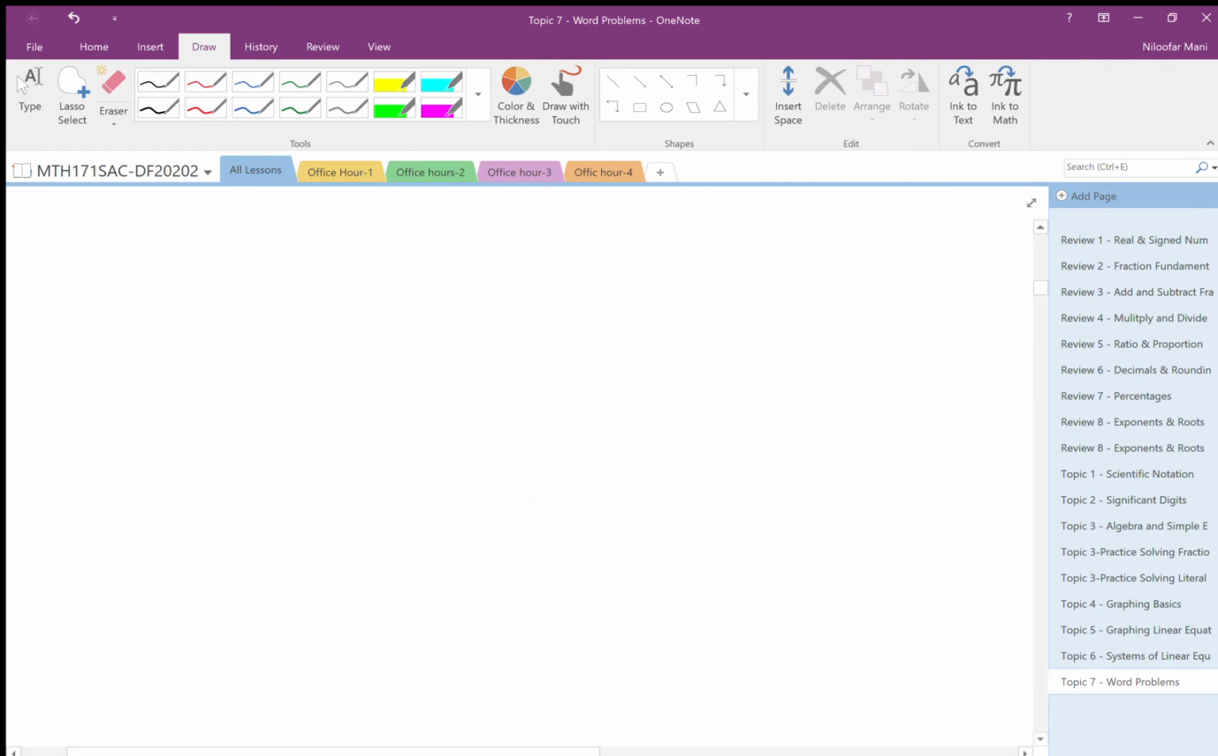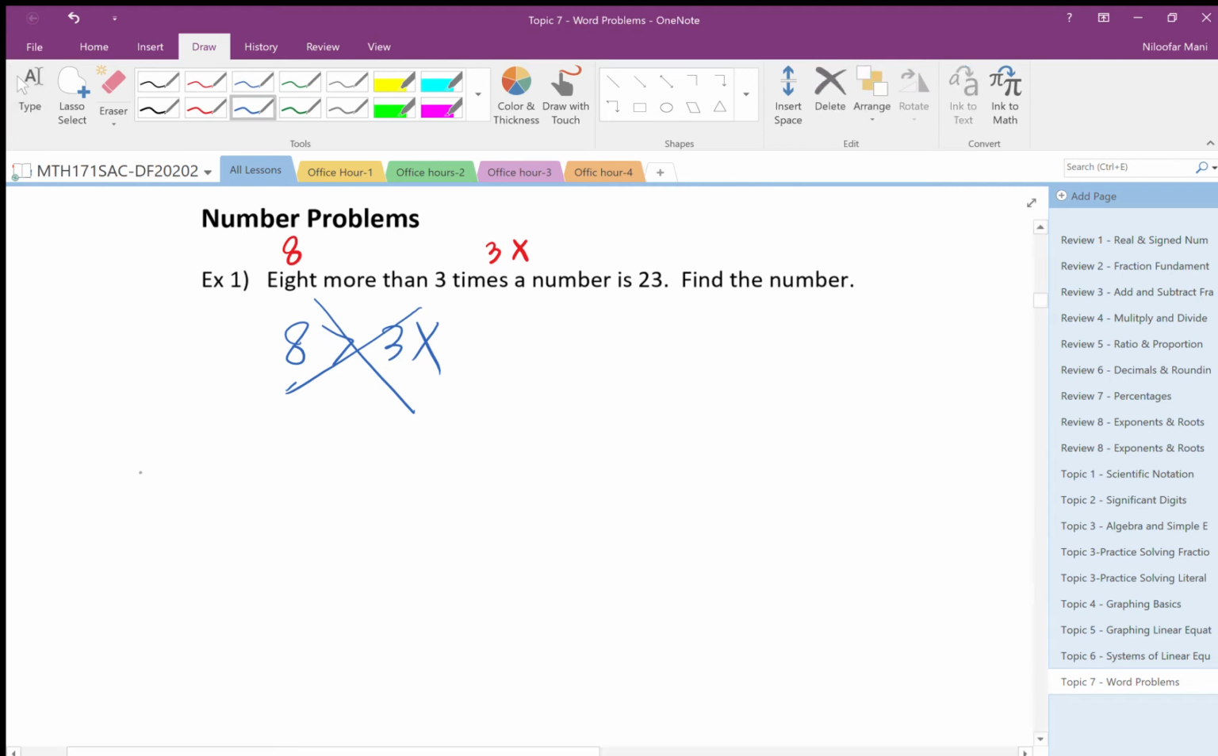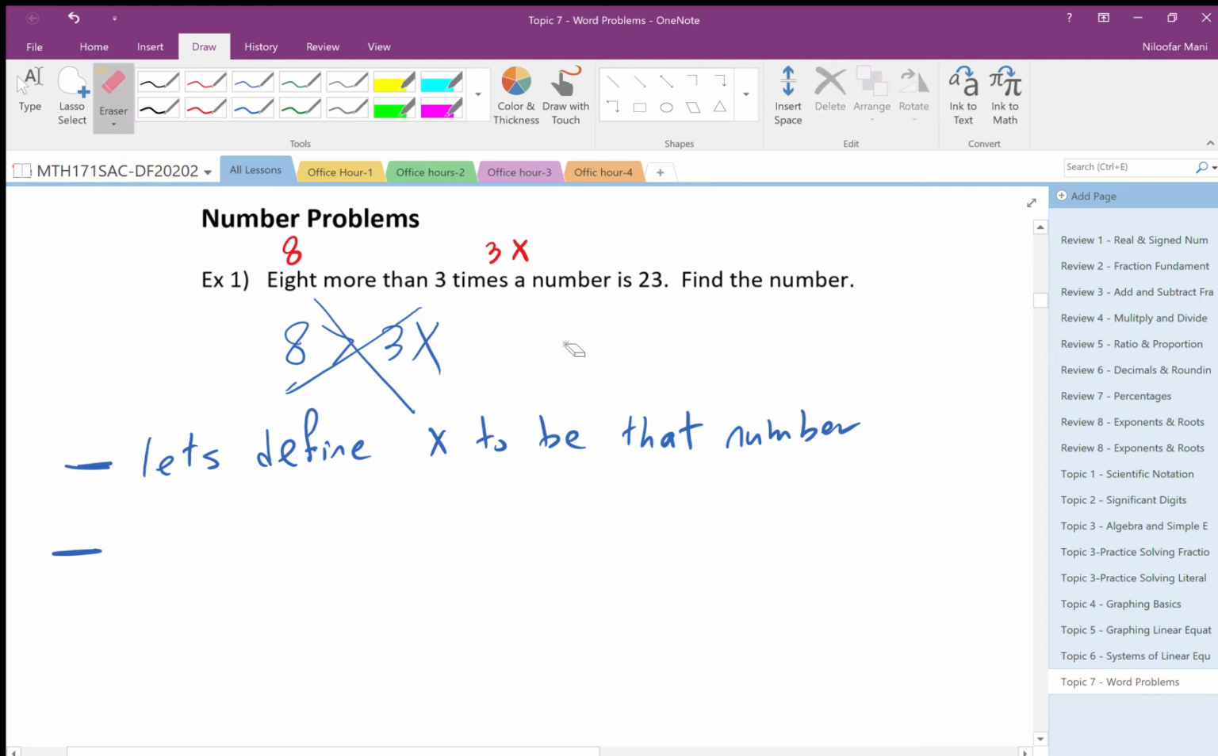Okay? So you read the question, understand, define your variable. So here you can write, let's define x to be that number. This is the first step: read the question, understand the type. That's the second step. Now you translate to math language. Remember, don't say 8 more than just like that. If I say 8 is more than, yes, but here no. So 8 more than 3 times. 8 more than 1 is 9. So 3 times x, so 3x plus 8 is 23.